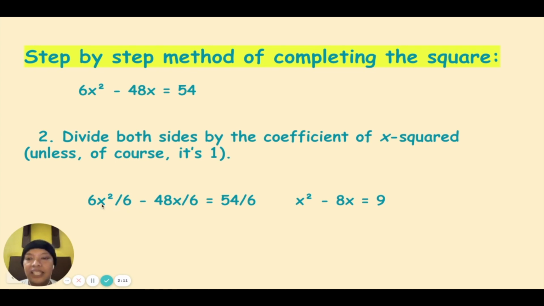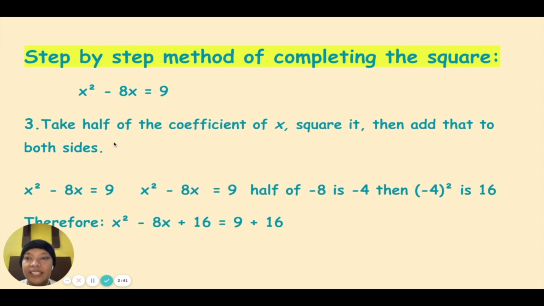So 6x squared over 6 minus 48x over 6 is equal to 54 over 6. Pag sinimplify nyo po yan, 6 over 6 is 1. So 48 divided by 6 is 8, then 54 divided by 6 is 9. So naging x squared minus 8x is equal to 9, from 6x squared minus 48x is equal to 54.